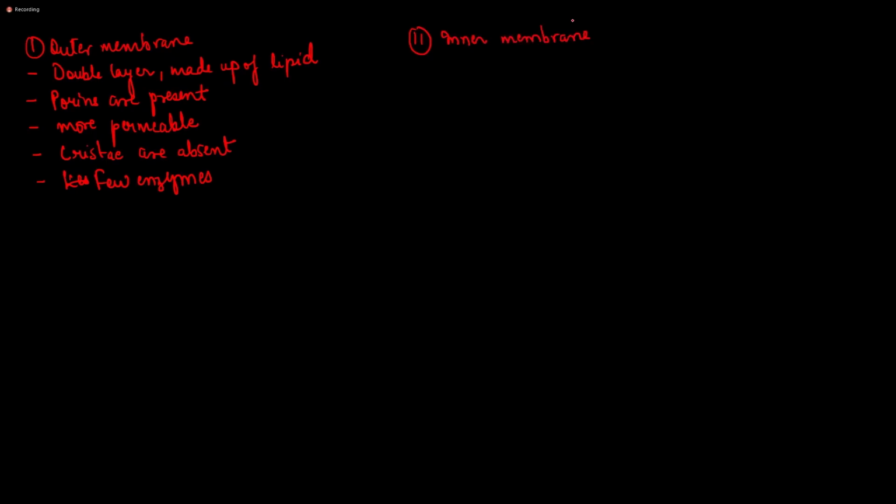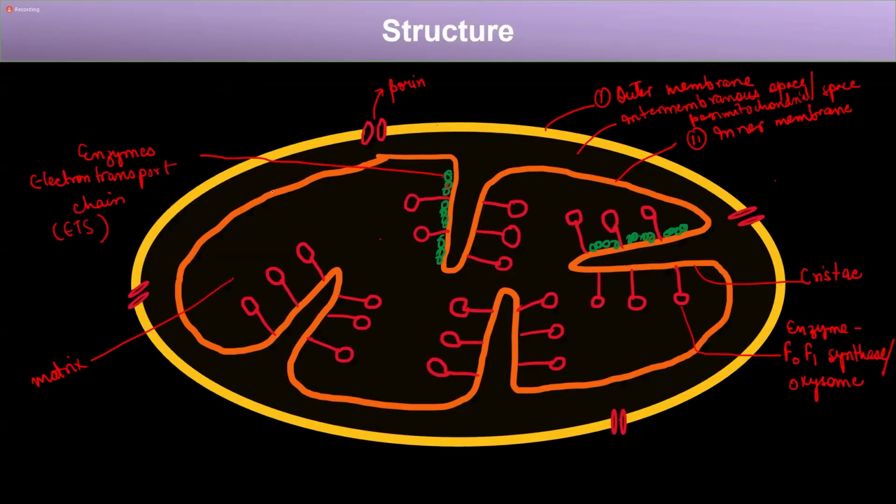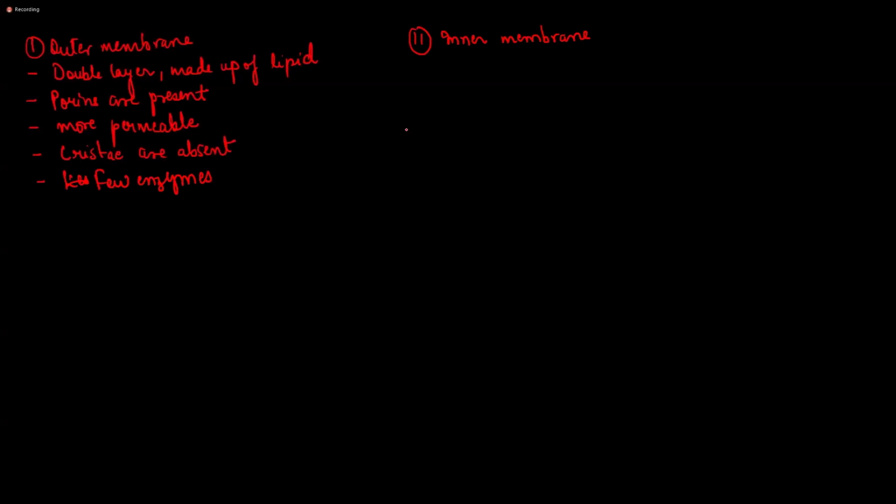So what we saw in the inner membrane: again, this inner membrane is also double membrane bound, right? So it is also a double layer, and it is also made up of lipid, right? Apart from this, does the inner membrane consist of porin? No. So porins are absent in the inner membrane.